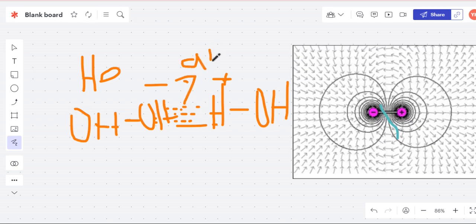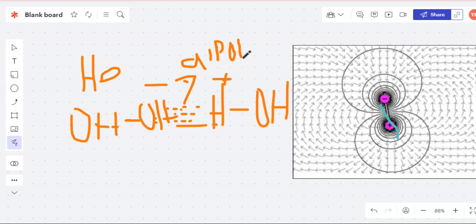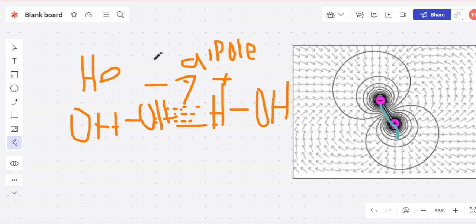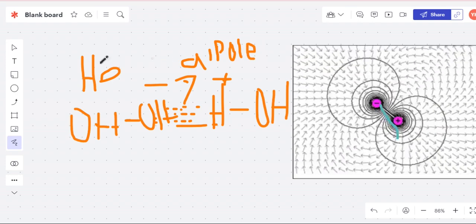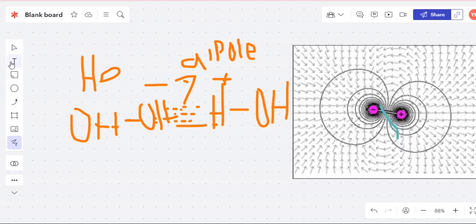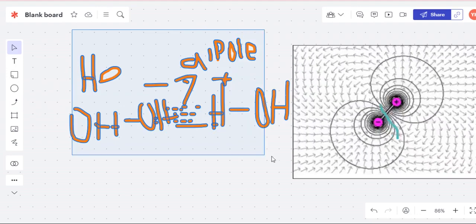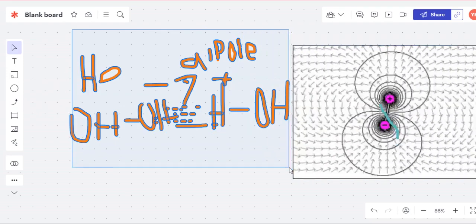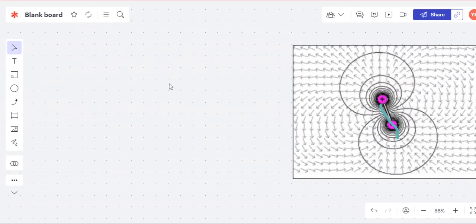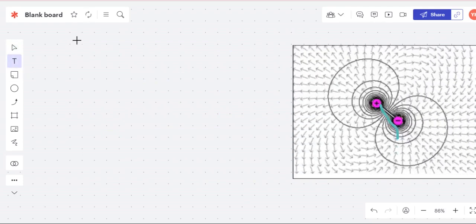What are dipole forces? Dipole forces are the second strongest forces after ion-dipole interaction. So let's move ahead and discuss the third type of force or interaction, which is ion-induced dipole. Now, what is meant by ion-induced dipole? Let's discuss the third type.